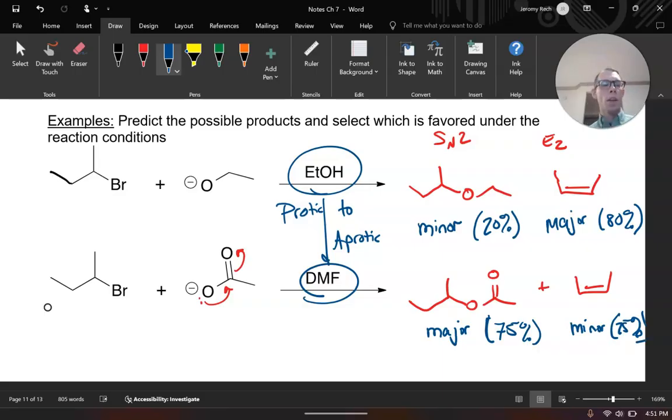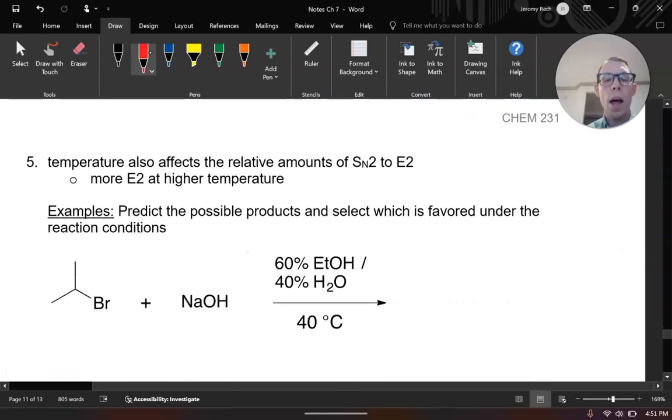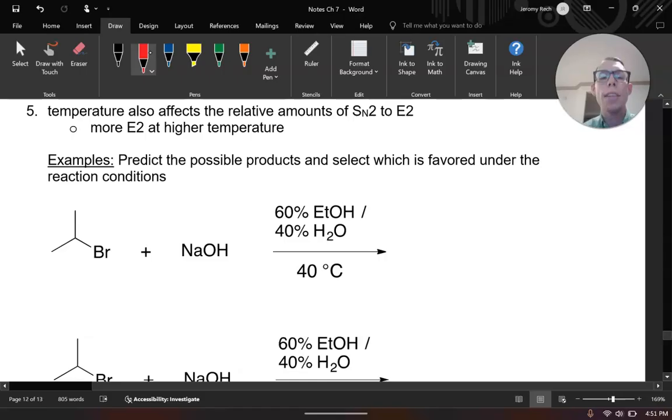So here's where you're going to be looking at a variety of conditions and trying to differentiate between those. The one other key condition that we can do a lot of changing, you'll see often, I've already mentioned this in some of the elimination videos, is the use of heat. As you add temperature, you're going to strongly favor elimination.